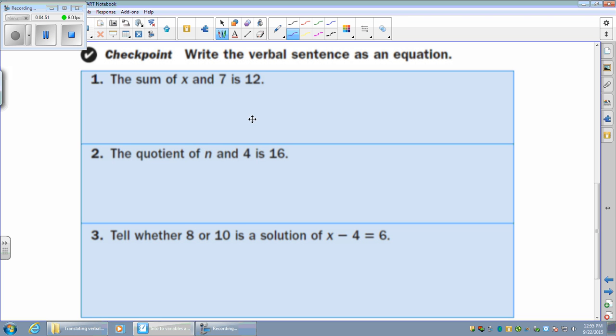Alright, hopefully that was enough time for you to pause it. Let's take a look at number 1 together. The sum, so there's one of those words, and is 12. Sum means add. So they want us to add x and 7. All right?